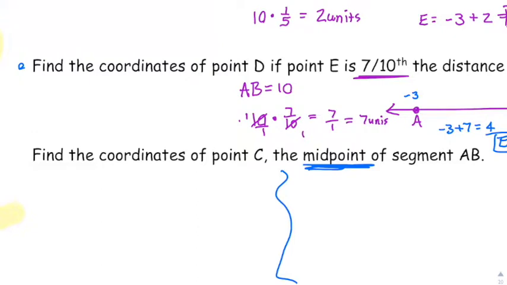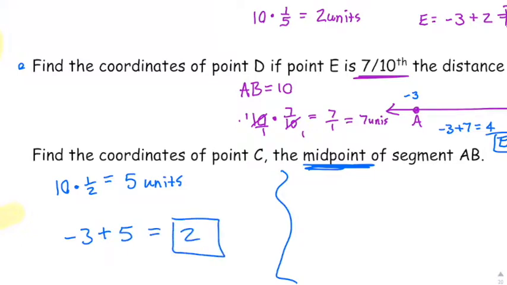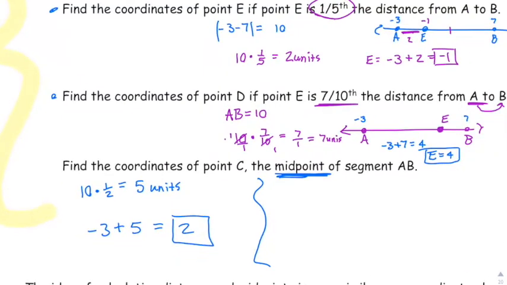So the midpoint is halfway. So we want to take that distance of 10, and we want to go halfway. So we'll go 1/2 of that right there. That should be 5 units away. And then we'll take that -3, that point A, and then we'll add on that 5 to it. That should be at 2 right there. So that's where your midpoint should be located.